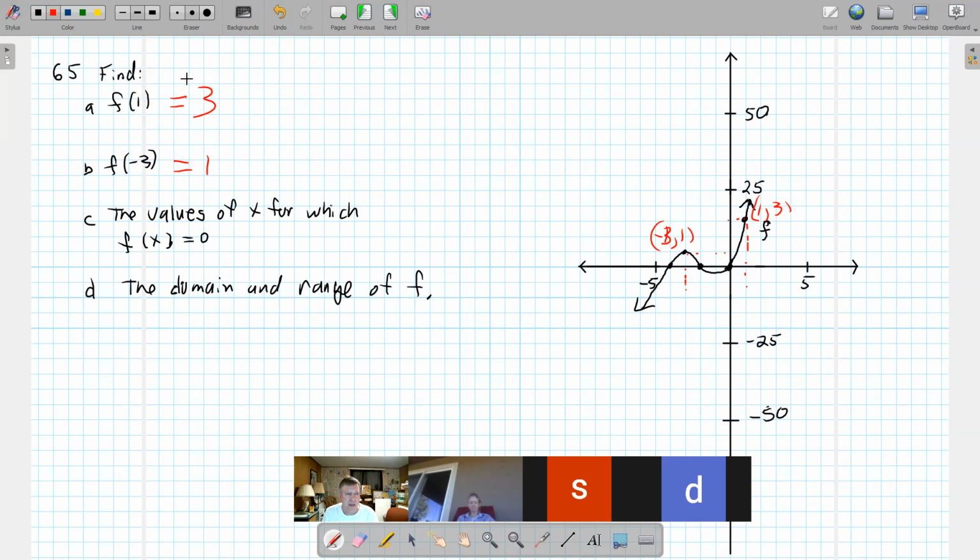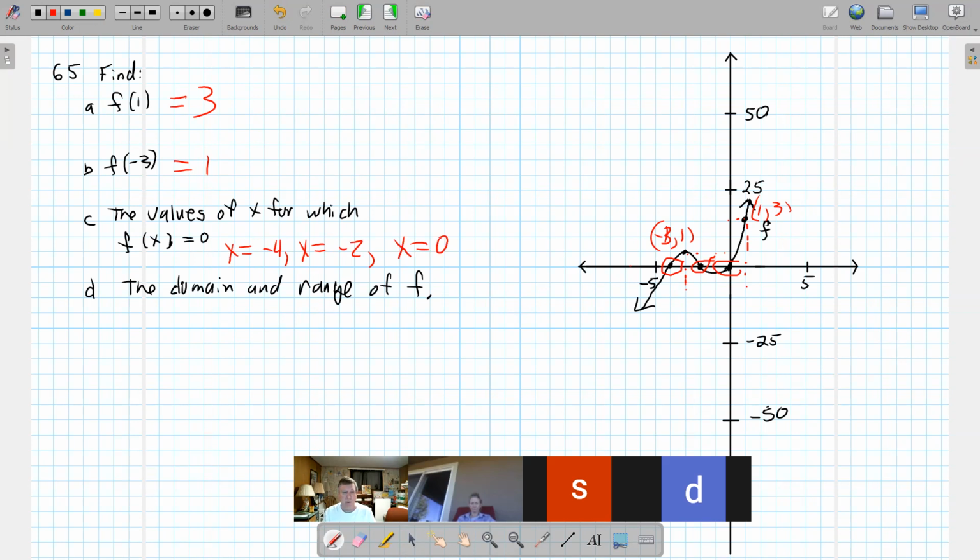So what are the x values when y is 0? Well, y is 0 right there, and there, and there. So that would be x equals negative 4, x equals negative 2, and x equals 0.